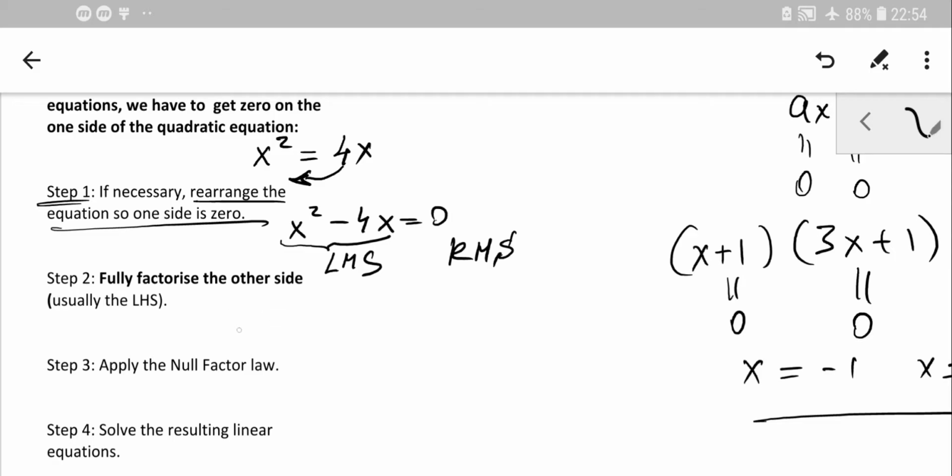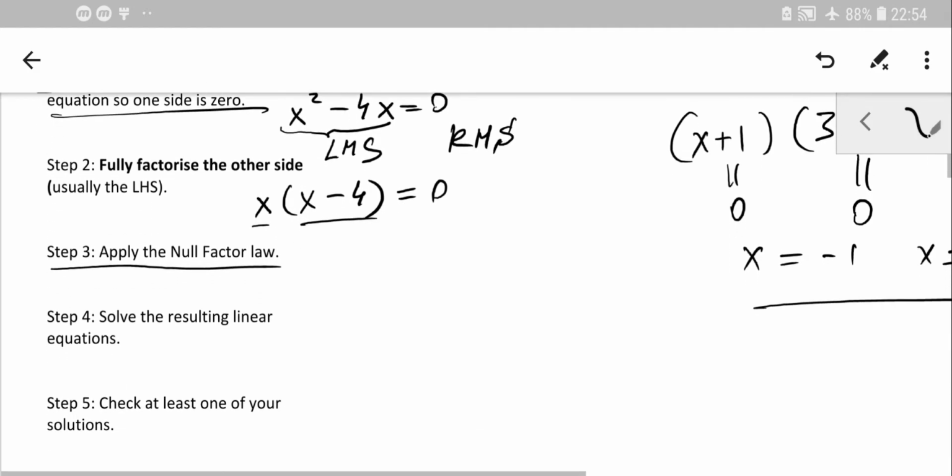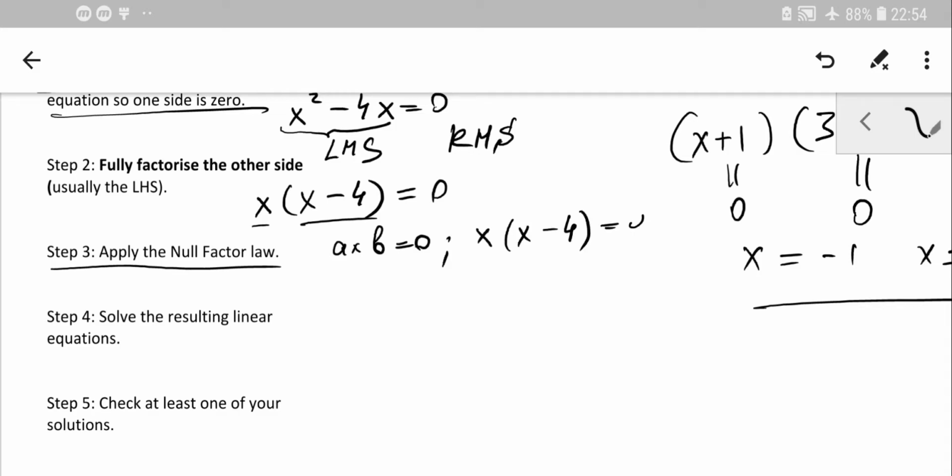Okay, so let's do it. How to factorize? Try to find common factors. The common factor is only x, and we have x minus 4 as the other factor. We have two factors, and then we can apply step 3. Step 3 is about the null factor law. So remember, a times b equals 0. In our case, we have x times (x minus 4) equals 0.